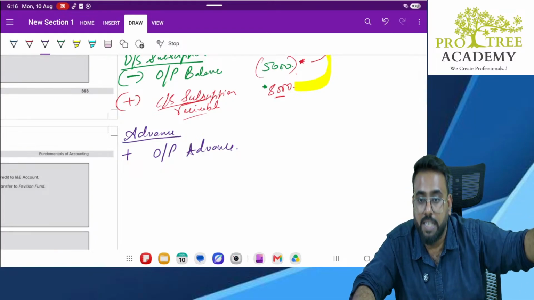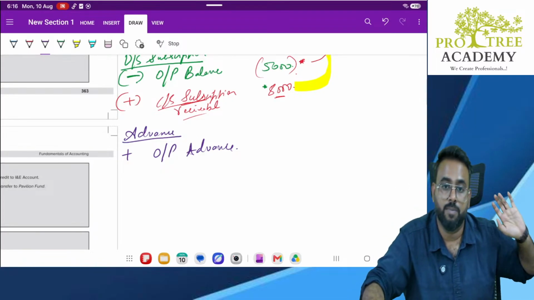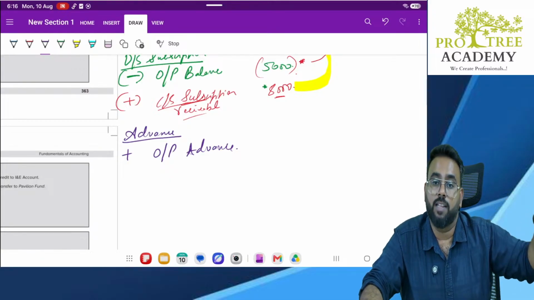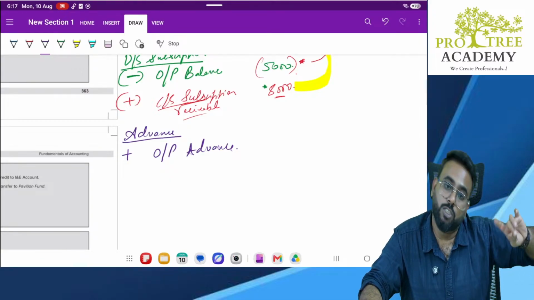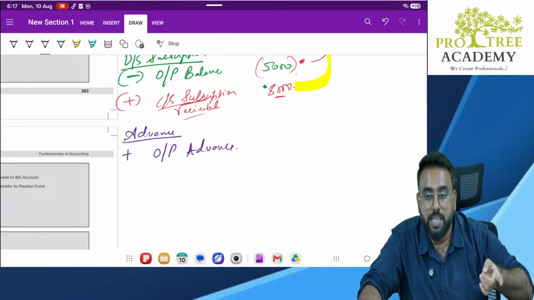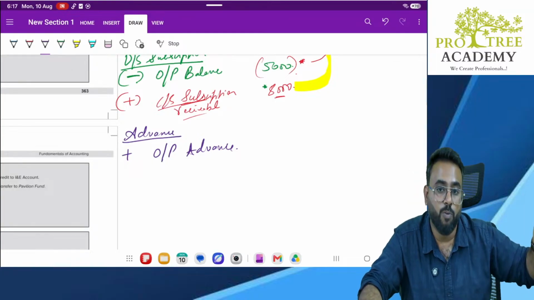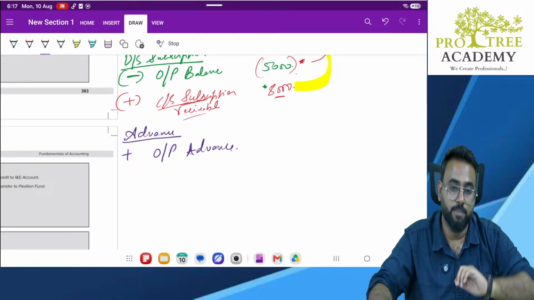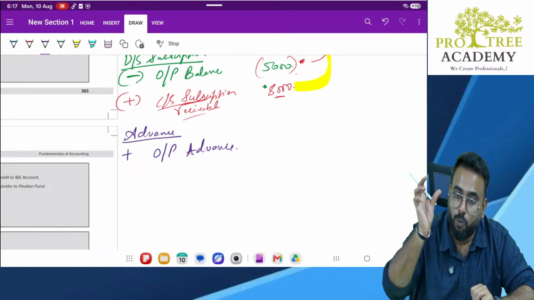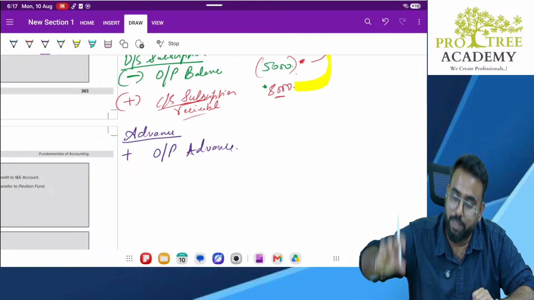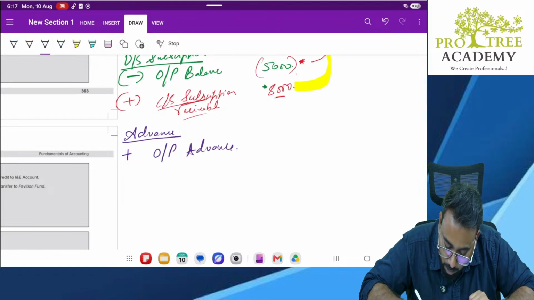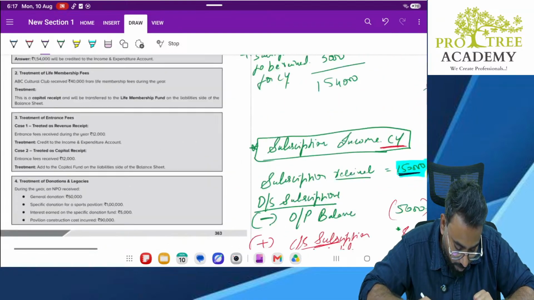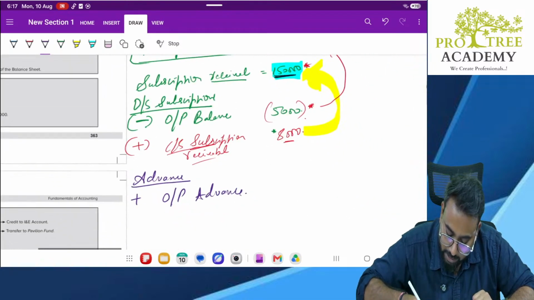Why? Because that advance was income of the second year. Why was it shown as advance in the first year? Because it was not income for the first year. So in the first year we showed it as advance, but in the second year we bring it to income. Clear? So this opening advance will become income in the current year. So how much is the opening advance? 3,000. So that is our current year income.